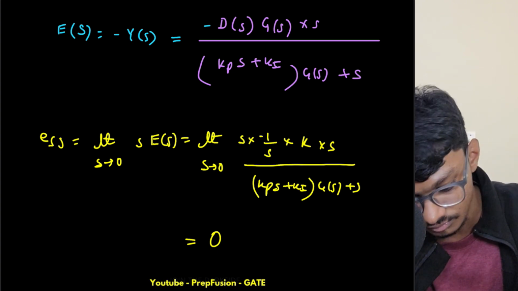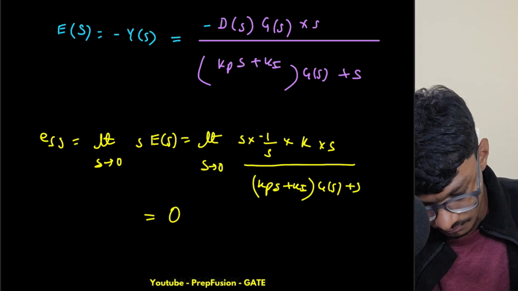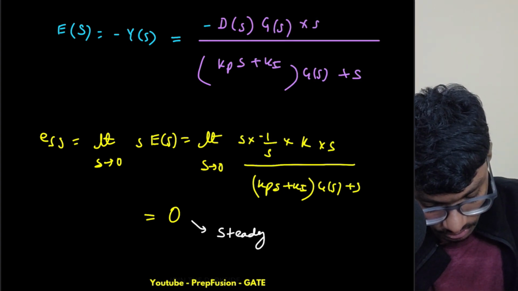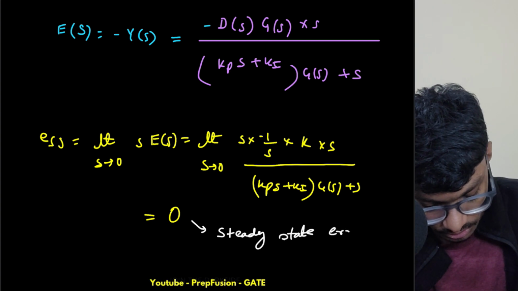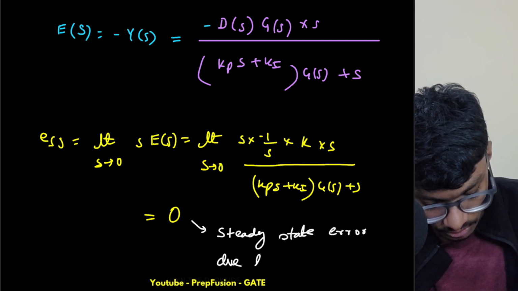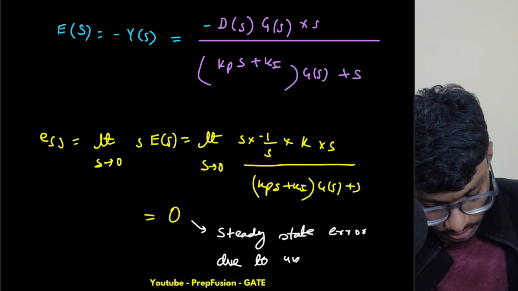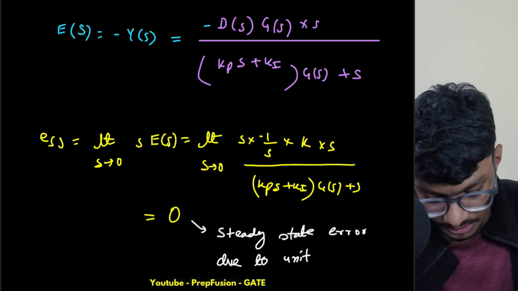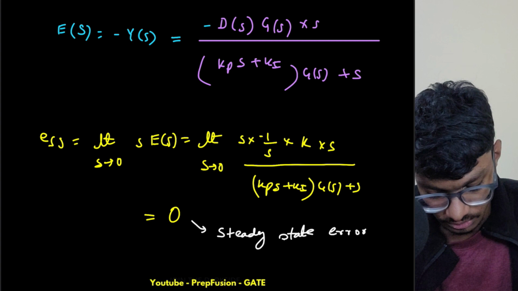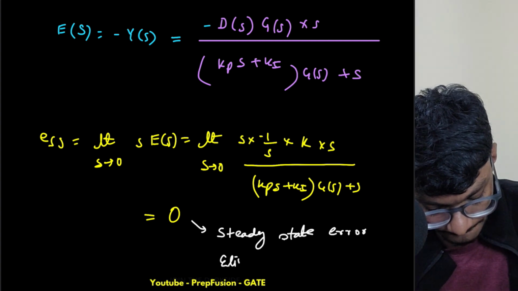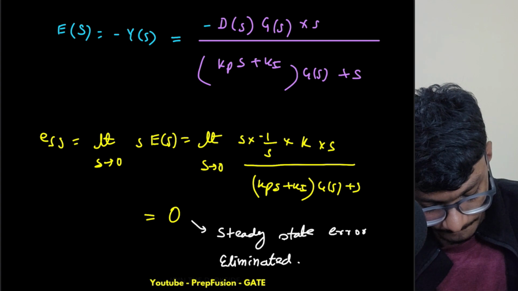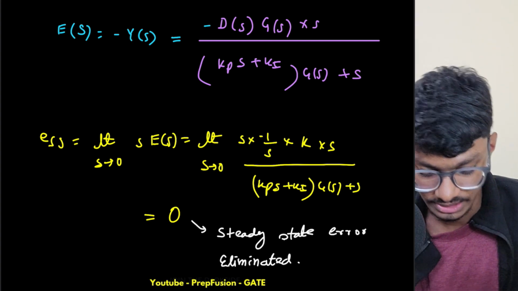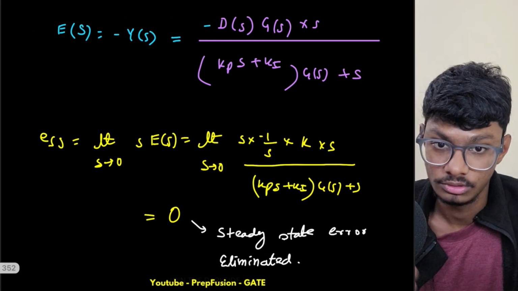Steady state error due to unit disturbance. Okay, let me just write: eliminates steady state error. Eliminated. Okay, so yeah, it totally eliminates the disturbance. So this is basically the thing about the proportional integral controller.